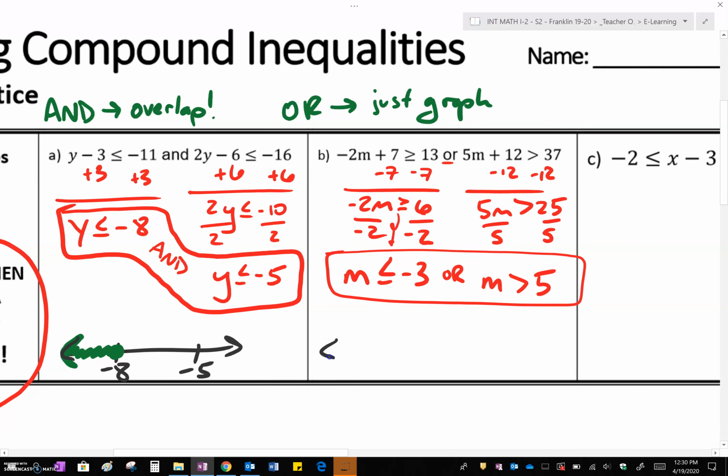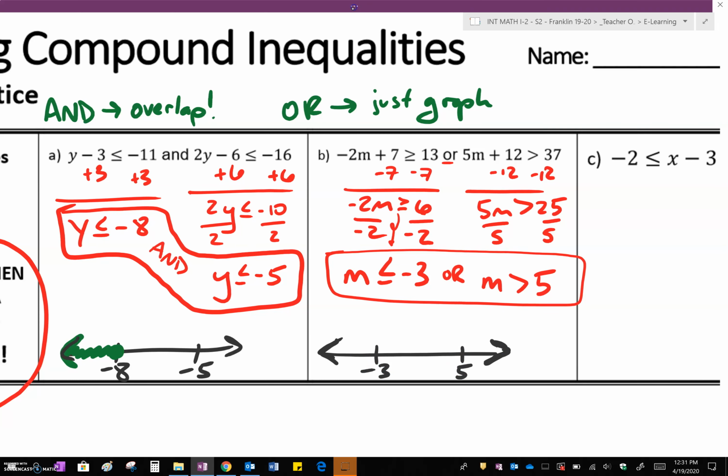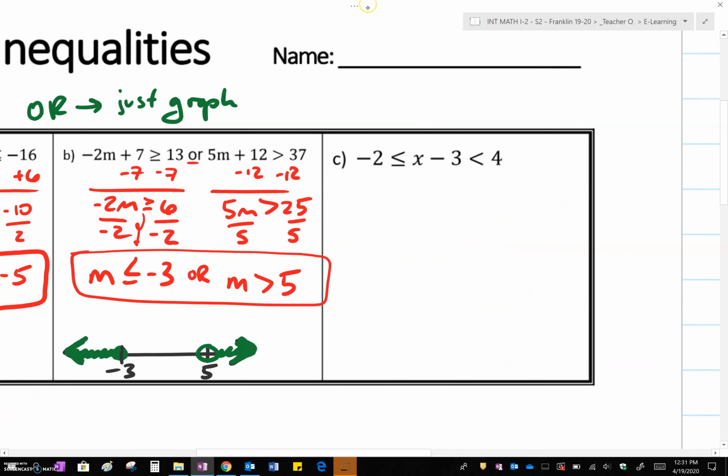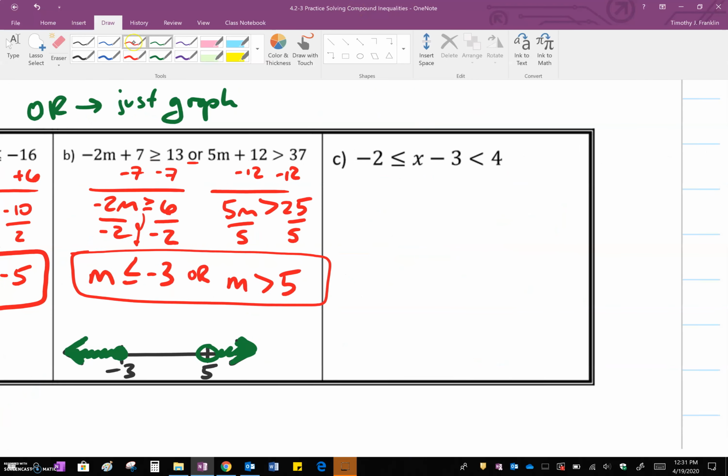And now we graph, and since this is an or, we just graph them both on the same number line. Don't worry about overlap. So we got negative 3 and positive 5. We are going less than or equal to negative 3, which is filled in and shaded to the left, and greater than 5 is open, shaded to the right. So with or, again, you don't worry about if they overlap, you can just graph them.